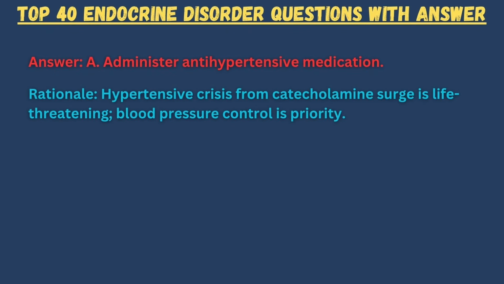Administer antihypertensive medication. Rationale: hypertensive crisis from catecholamine surge is life-threatening. Blood pressure control is priority.